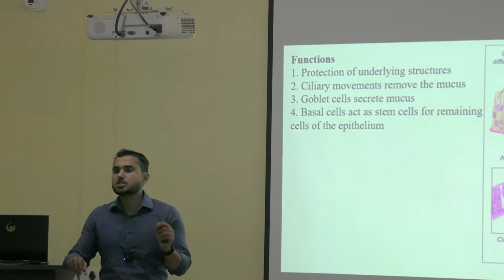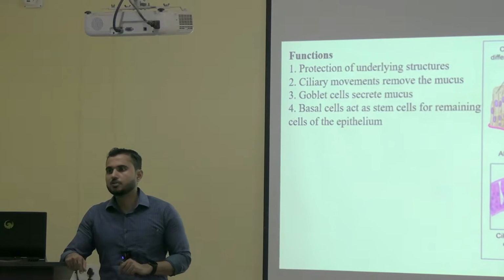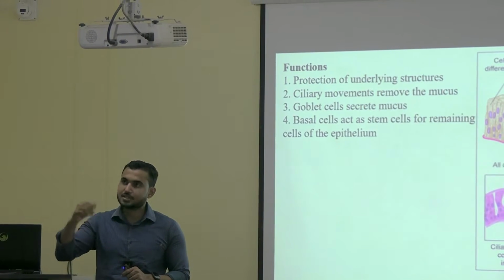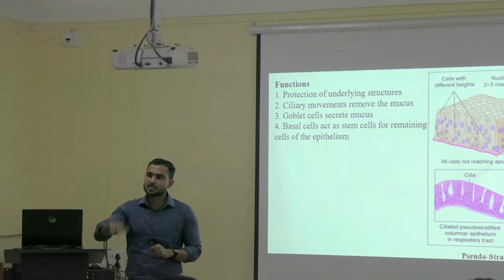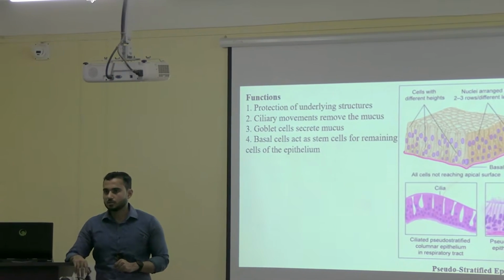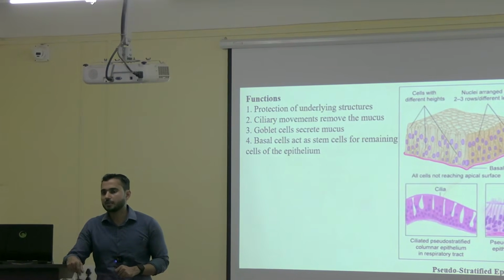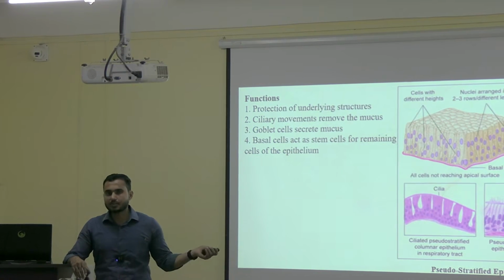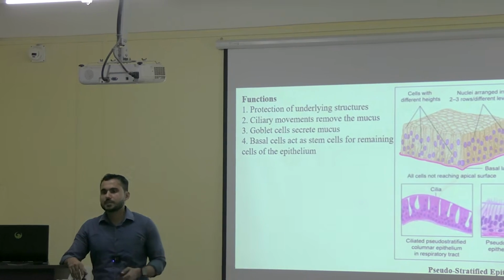Then the position of the nucleus is not uniform. In some cases, the position of the nucleus is at the apical part. In some cases, it is at the basal part. That's why it appears as multiple layers. Okay, for that it is called pseudostratified epithelium.